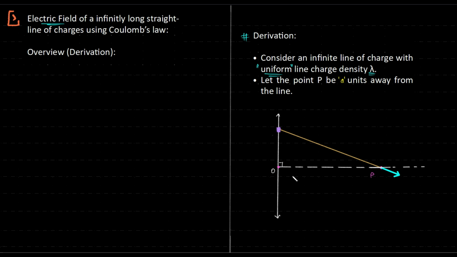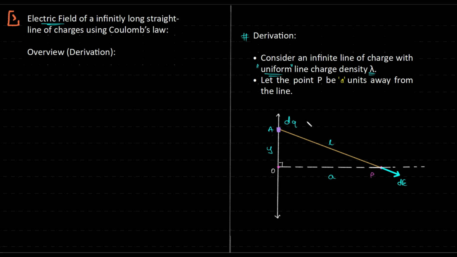This OP is the shortest distance from this line to the point P, and let a be the distance OP. This is your dq, a small charge. We have represented over here dq's electrical field dE. And the length from, say, point A to P is L, and the distance from O to A, or length of OA, is Y. Agree?